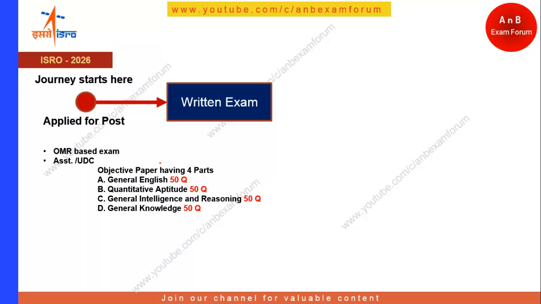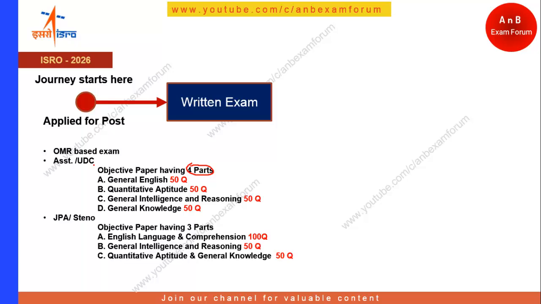The objective paper will have 4 parts, and each part has 50 questions. Part A consists of general English, part B quantitative aptitude, part C is general intelligence and reasoning, and finally part D general knowledge. Each of these parts will have 50 questions. Okay, understood? I am telling this about Assistant and UDC, not for JPA and Steno right now.